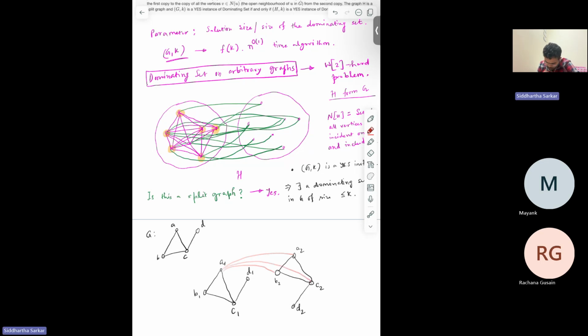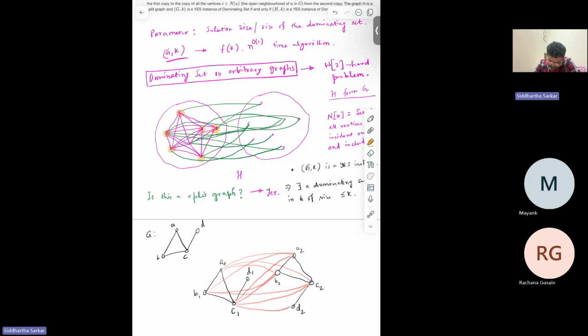Now how about B1? B1 will connect to its own copy, and B was neighbors to A and C. So B1 will get connected to A2 and C2. C1 will get connected to C2, and C was neighbors to all of A, B, and D. So it gets connected to all of these other vertices in the second copy. All right. So now here is a dominating set.